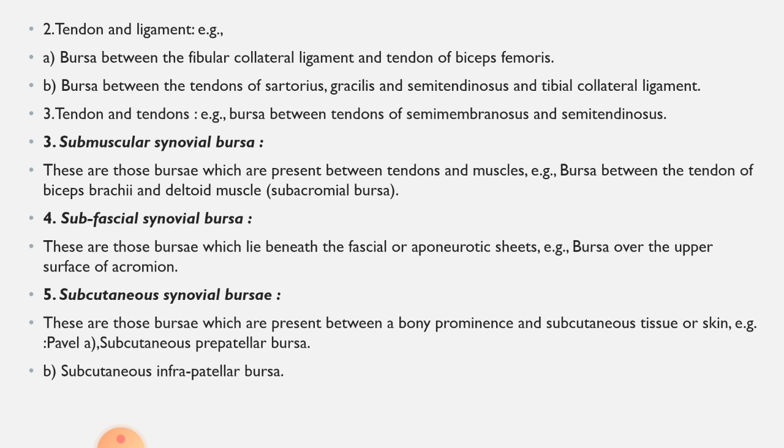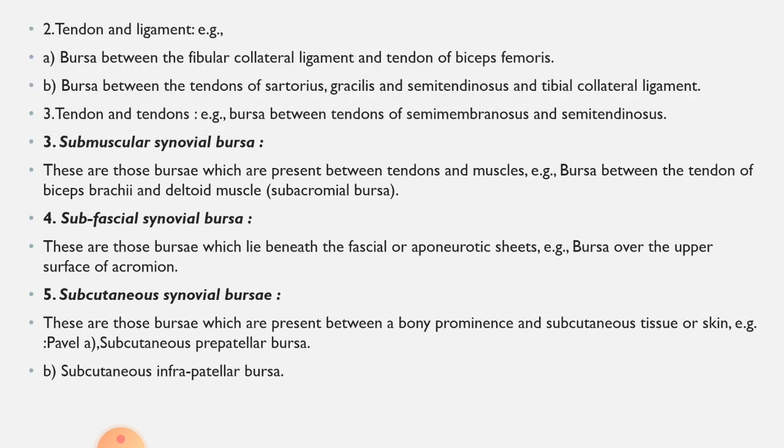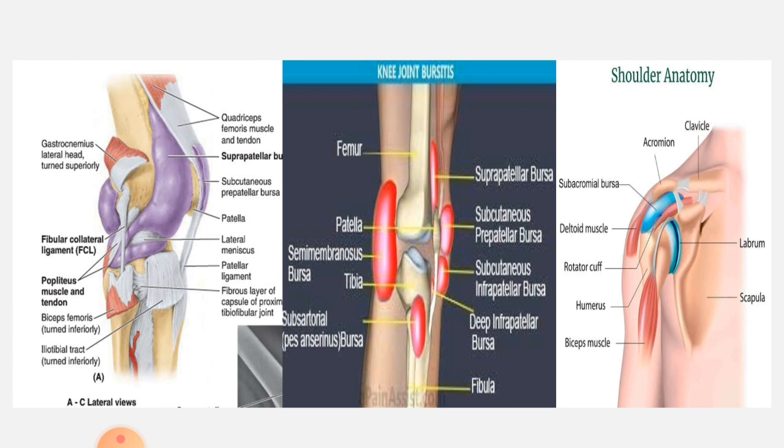Subfascial synovial bursa. This basically lies beneath the epineurotic sheath, for example the bursa over the upper surface of the acromion, which is a process of the scapula. Subcutaneous synovial bursa. These are bursae present between a bony prominence and subcutaneous tissue or skin, for example the subcutaneous prepatellar bursa and the infrapatellar bursa, the one which lies beneath or inferior to the patella. So these are the various bursae.